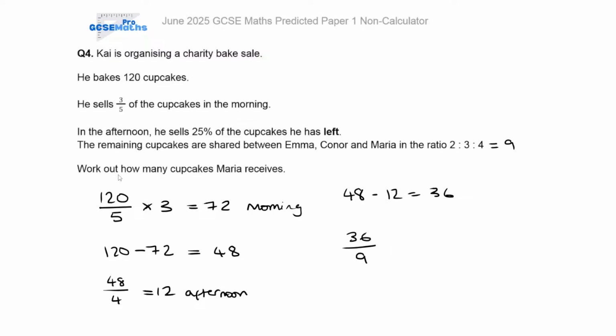And then we only want to work out how many cupcakes Maria receives. So you don't have to work out Emma and Connor. You can, but there's no point. So I would multiply that by how many parts Maria has. Obviously, it's in order, right? In order that they write the names. So 36 divided by 9 is obviously 4. 4 times 4 is 16. So you should get 16. Yeah, you should get 16 as your answer.